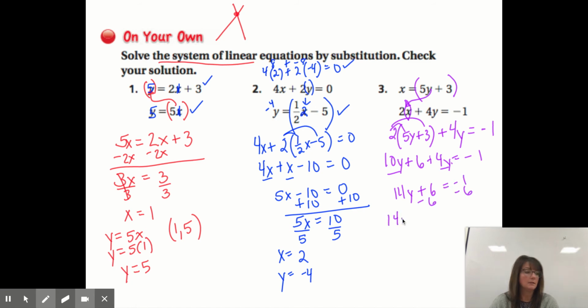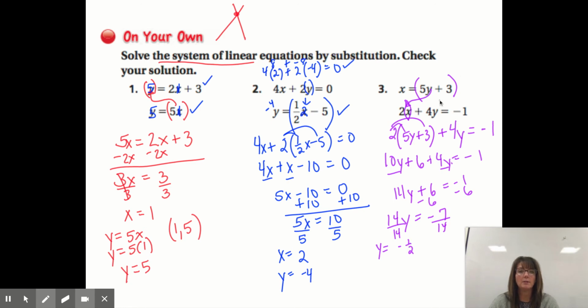So 14y is equal to -7. Dividing by 14, I see that y is equal to -1/2, and that's okay. Now we have -1/2 for y.